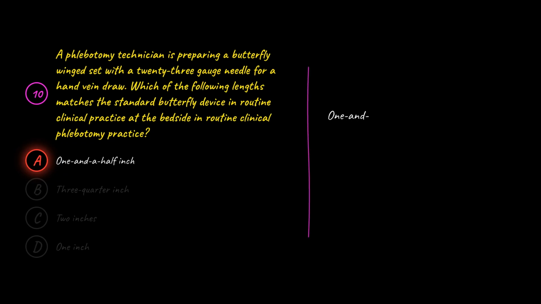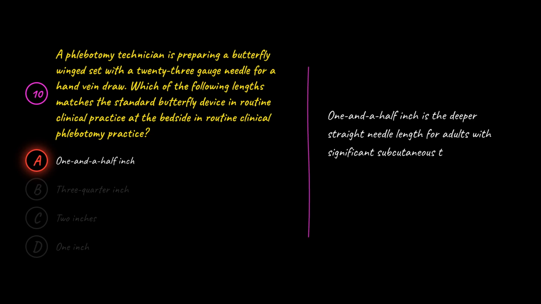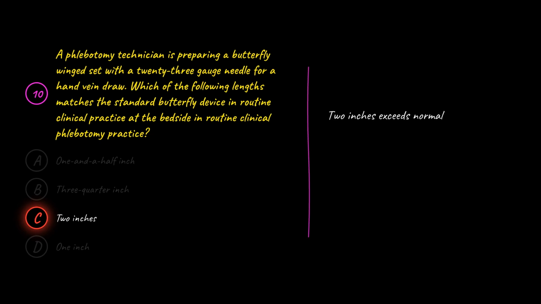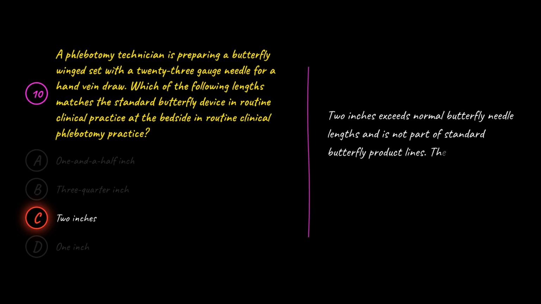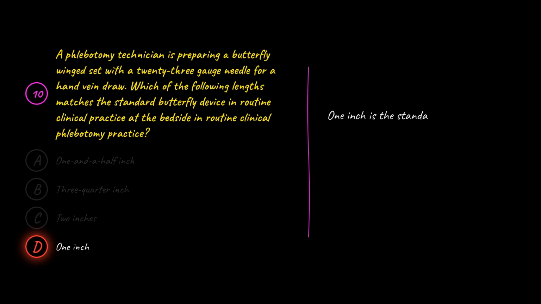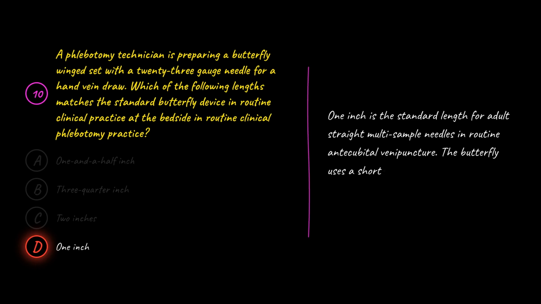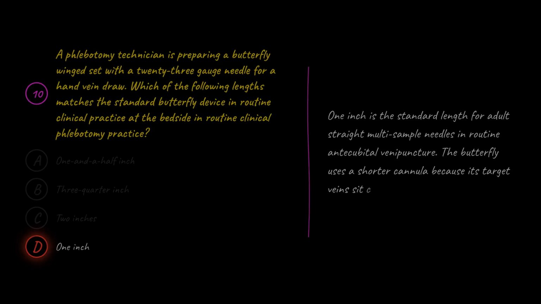A is wrong because 1.5 inch is the deeper straight needle length for adults with significant subcutaneous tissue. The butterfly is designed for shallow surface access, so this length does not match. C is wrong because 2 inches exceeds normal butterfly needle length and is not part of standard butterfly product lines. The butterfly is engineered for surface vein access with a short steel cannula instead. D is wrong because 1 inch is the standard length for adult straight, multi-sample needles in routine antecubital venipuncture. The butterfly uses a shorter cannula because its target veins sit closer to skin.